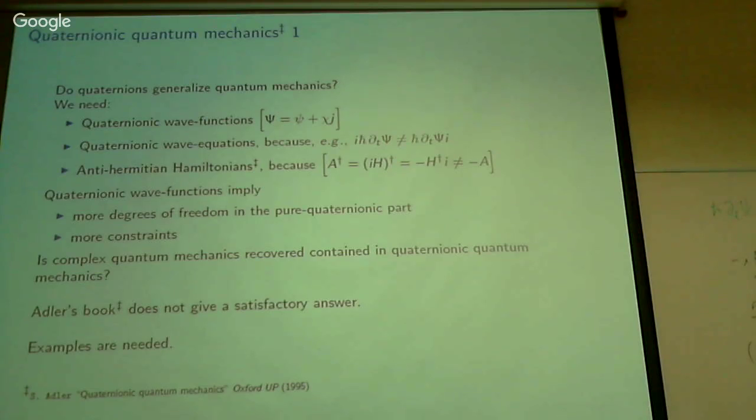Can mathematics have an influence in physics? That's also the idea. And when we start our research, we don't know the answer. Okay.